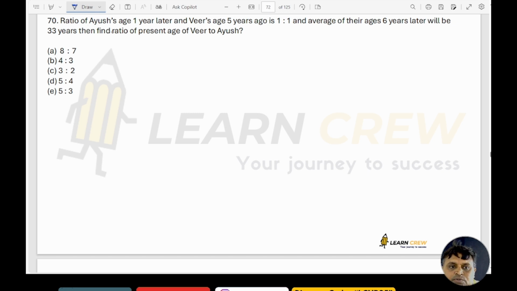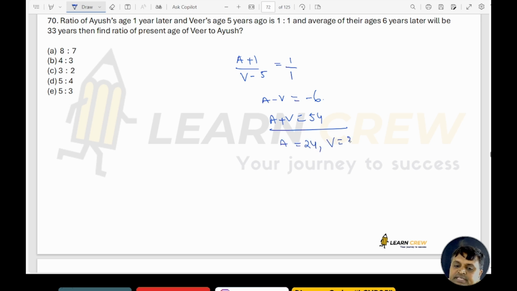So Ayush's age 1 year later is a plus 1, Veer's age 5 years ago is v minus 5, and this ratio is 1:1. So from this you get a plus 1 is equal to v minus 5, so a minus v is equal to minus 6. And I already told you the sum of their present ages is 54. So if I solve this, 2a is equal to 48, a is equal to 24. If a is 24, v is 30.